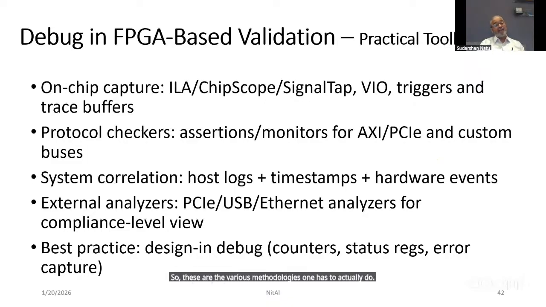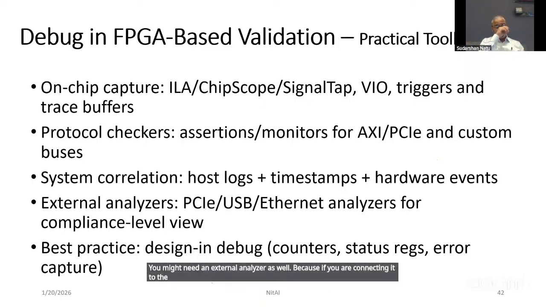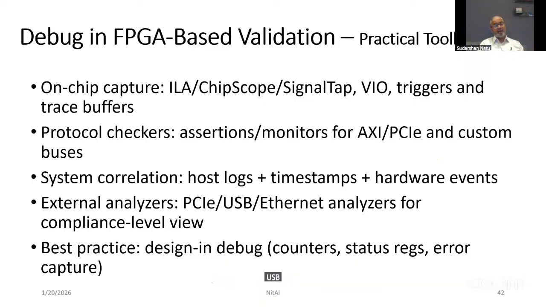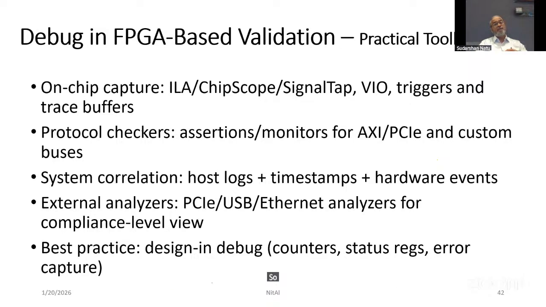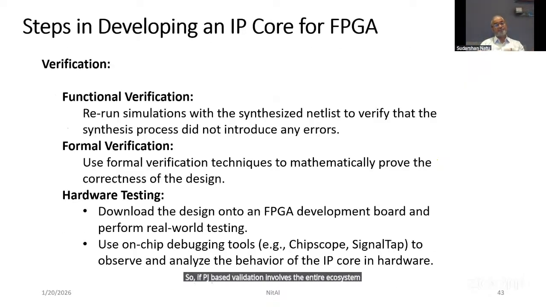You might need an external analyzer as well, because if you are connecting it to a bus, USB, PCI Express, Ethernet, then you might need that. If you are using Wi-Fi, you might need Wi-Fi analyzers. So FPGA based validation involves the entire ecosystem as well. That's why I say verification, functional, formal, hardware testing. So these are the steps involved in developing the cores.